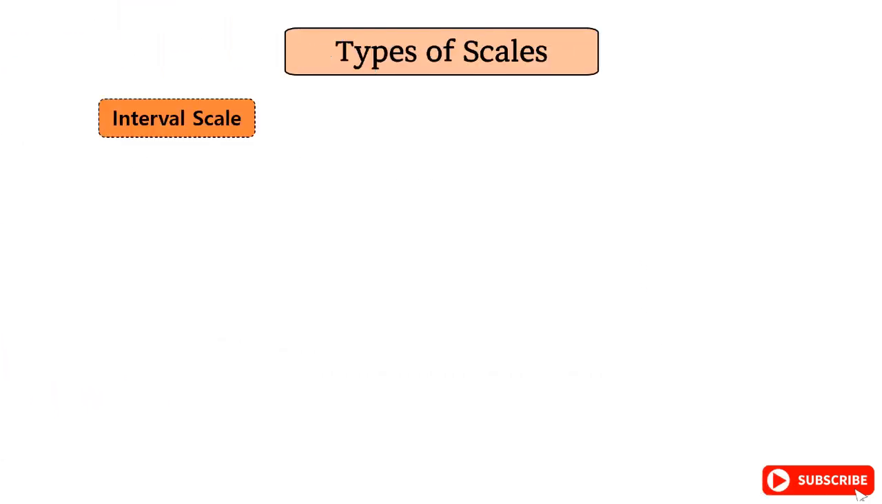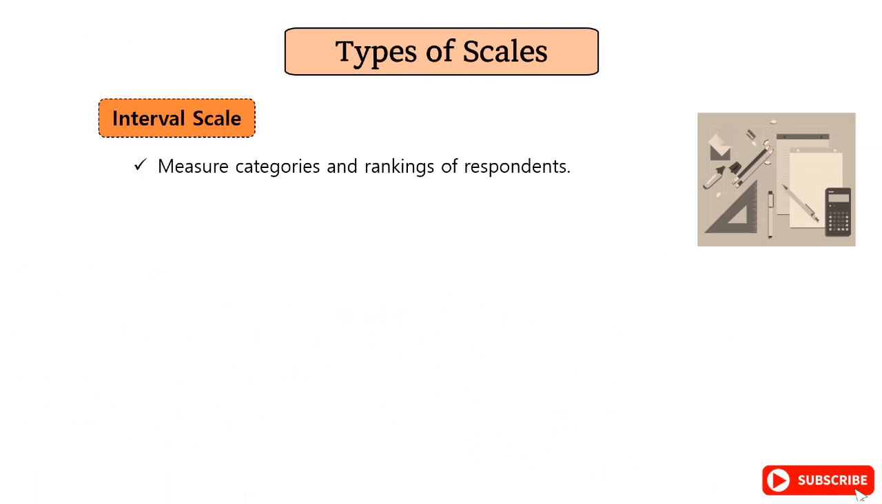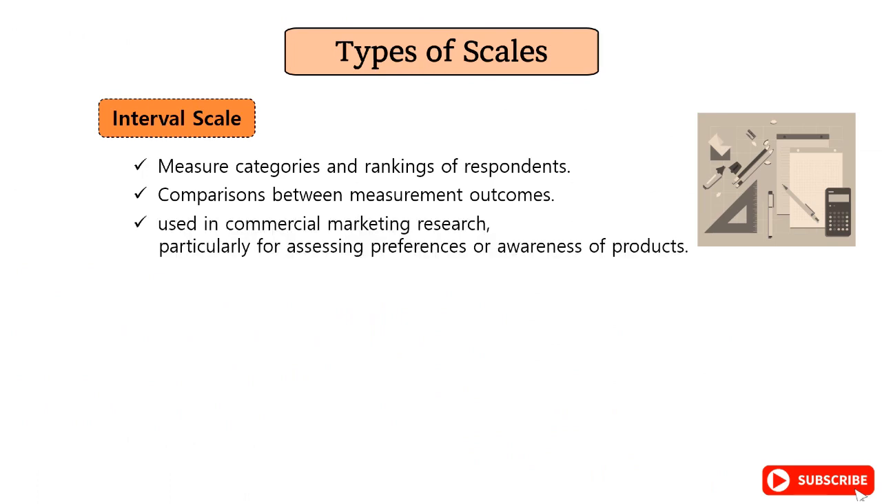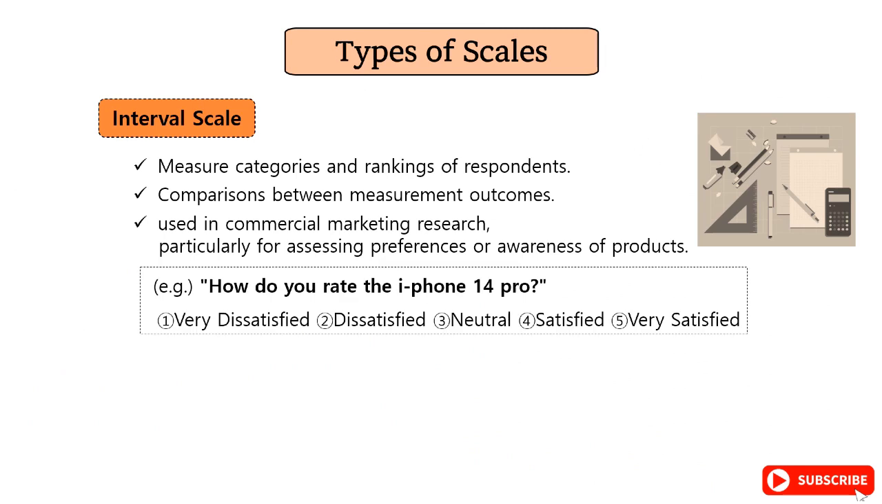Interval scale is a scale that not only measures categories and rankings of respondents, but also allows for comparisons between measurement outcomes. Interval scales are often used in commercial marketing research, particularly for assessing preferences or awareness of products. For example, to the question "Are you satisfied with the iPhone 14 Pro?" the responses of very dissatisfied, dissatisfied, neutral, satisfied, and very satisfied are the interval scale.